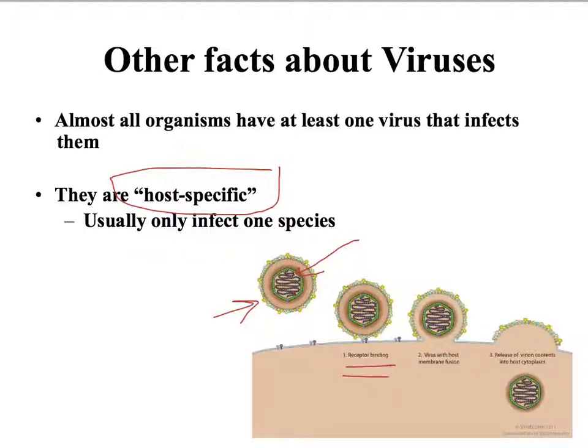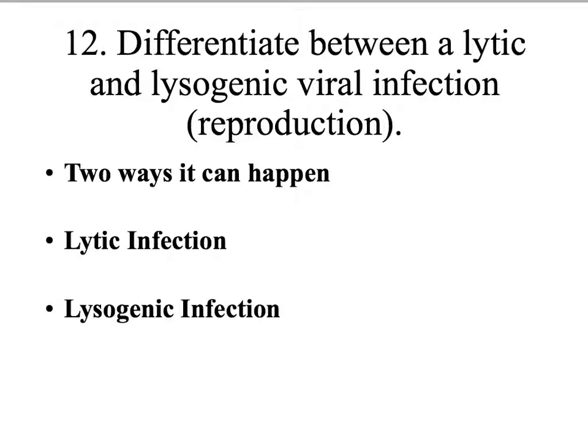So if you have a cold or influenza, you're not going to give your cold to your dog because your dog has different proteins on the surface of their cells than you do. And vice versa. If your cat seems to be sick, you're not going to catch a cold from your cat because the proteins on your cells are different than your cat or your dog's proteins. Our last objective for the day is to distinguish between the reproductive cycles of viruses.